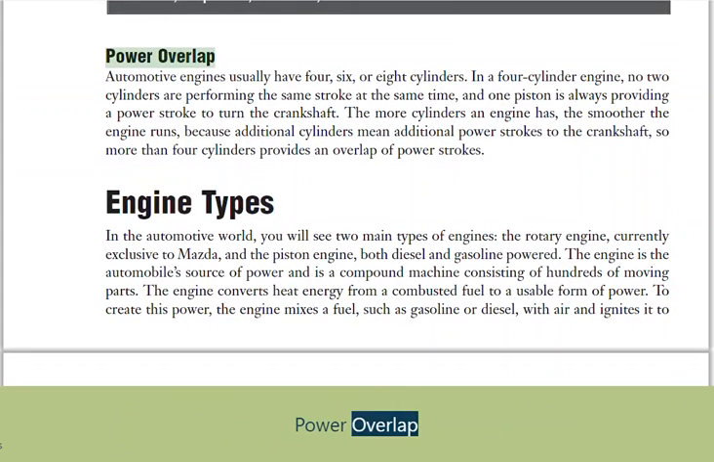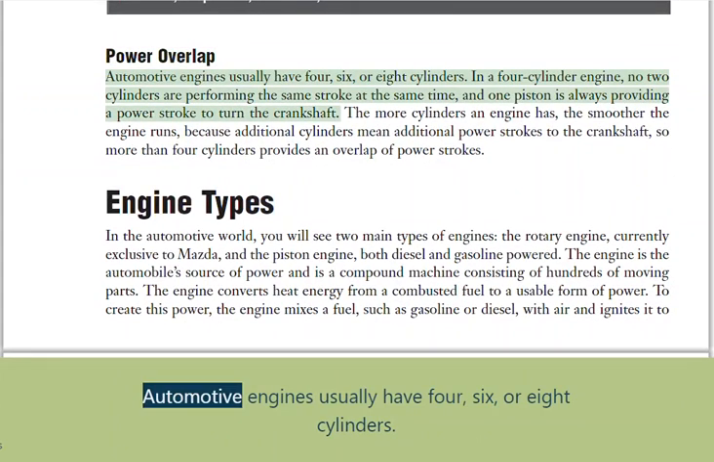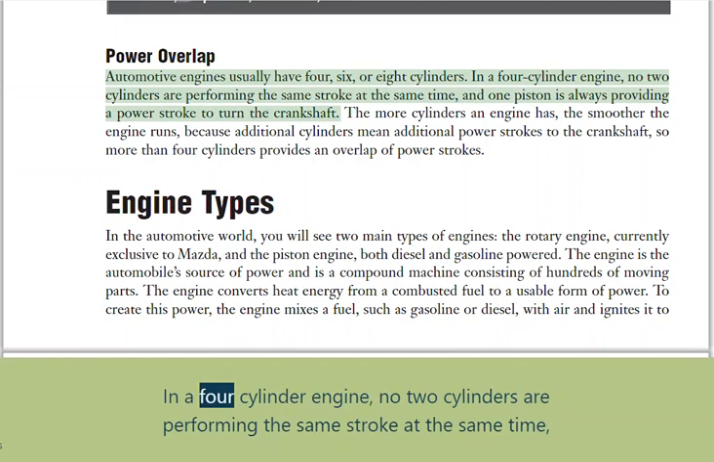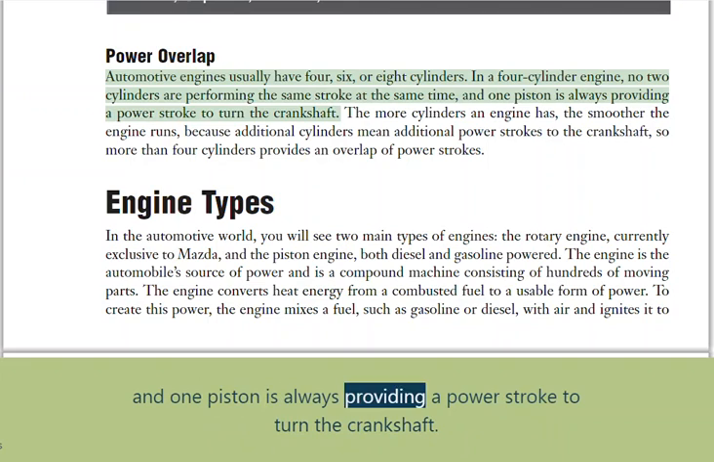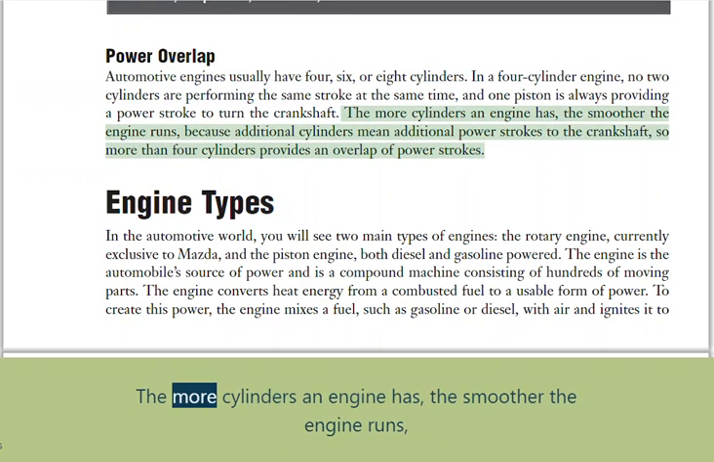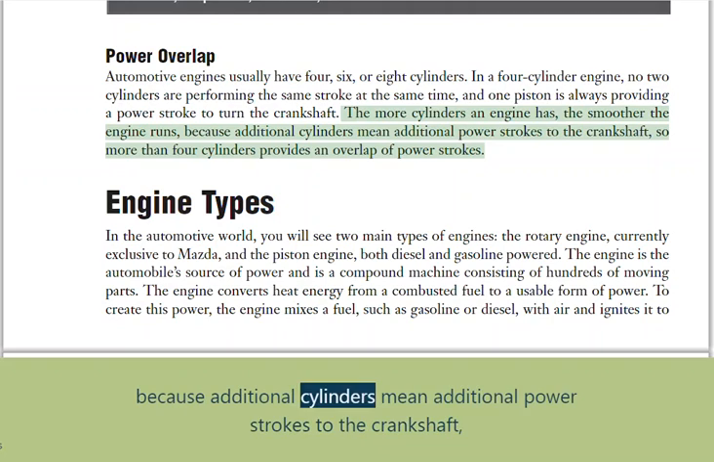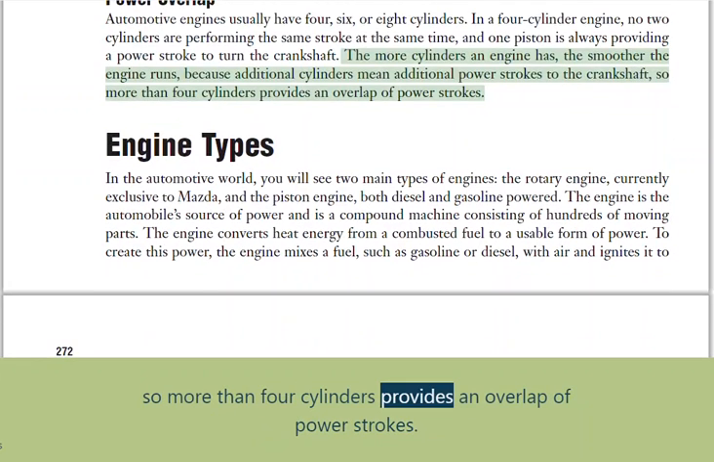Power overlap. Automotive engines usually have 4, 6, or 8 cylinders. In a 4-cylinder engine, no 2 cylinders are performing the same stroke at the same time, and one piston is always providing a power stroke to turn the crankshaft. The more cylinders an engine has, the smoother the engine runs, because additional cylinders mean additional power strokes to the crankshaft, so more than 4 cylinders provides an overlap of power strokes.